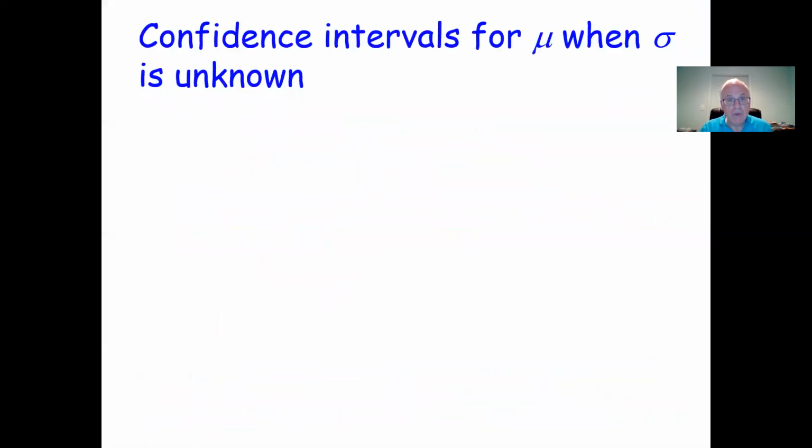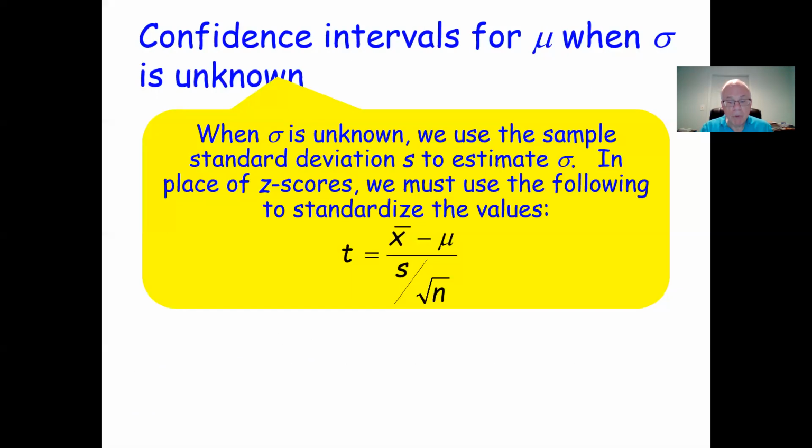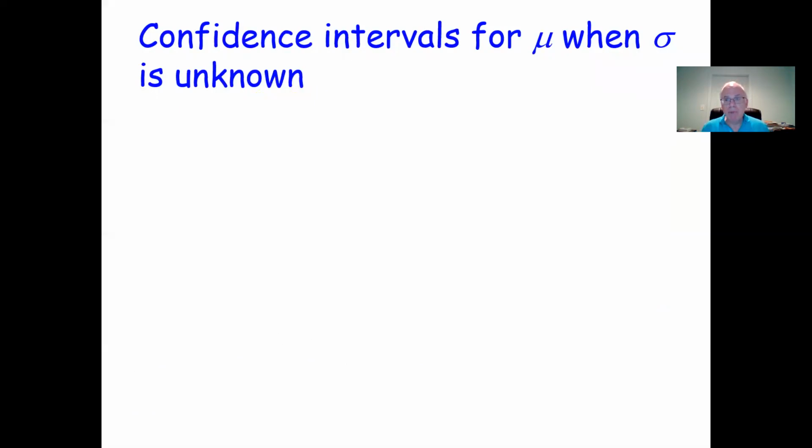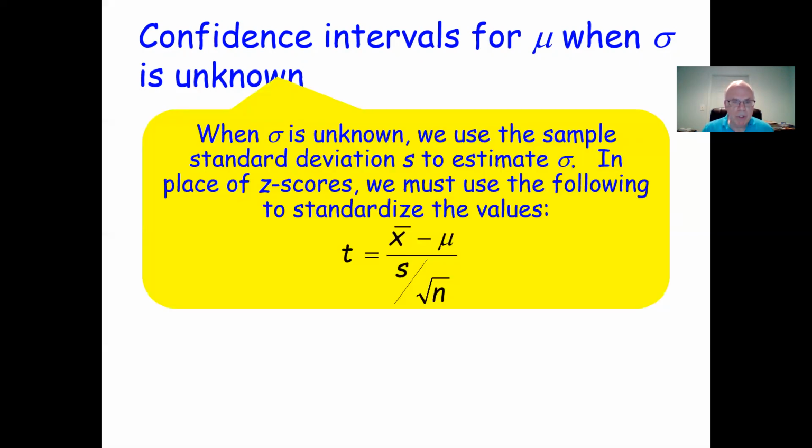So what do we use? Well, remember in our study of probability, one of the last things I mentioned was the idea of the t-distribution. The t-distribution is a distribution which has a mean of 0, a standard deviation that could be bigger than 1, and the parameter that we use for the t-distribution is called degrees of freedom. Degrees of freedom is the sample size minus 1.